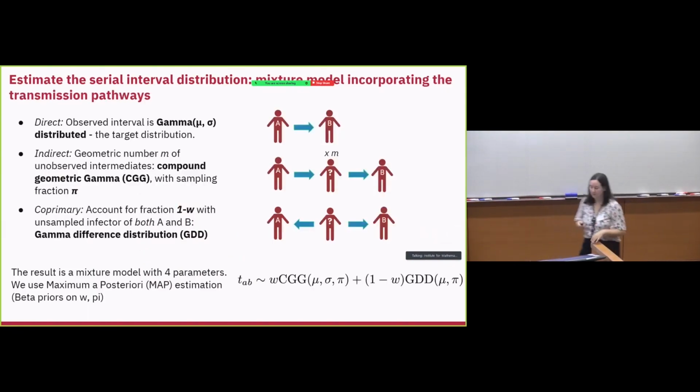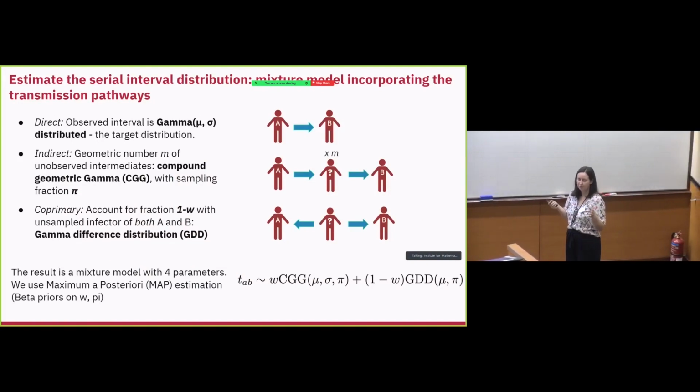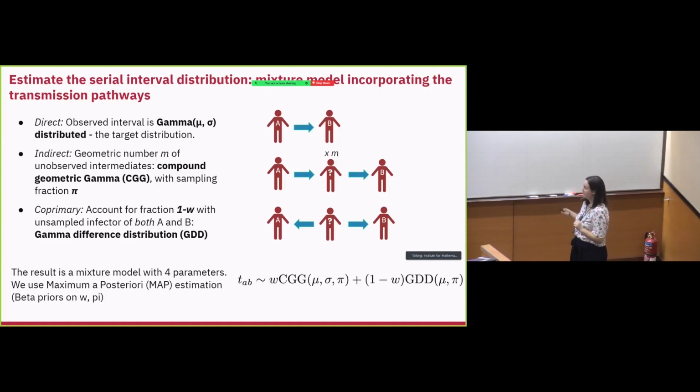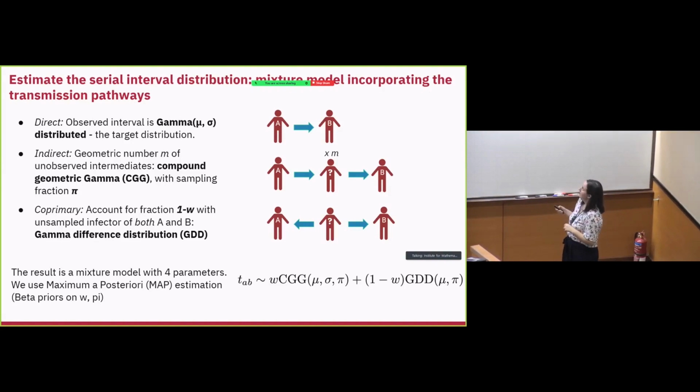And very briefly, the way we do this: we're going to assume that the true serial interval distribution is gamma distributed, just because it's nice and flexible and also positive. So if A and B were a direct pair, then the time we see between them is one observation of the true serial interval. On the other hand, if there were unsampled people, let's say M of them in between A and B along my transmission chain, then I'm going to model this unknown M as a geometric random variable. So there was some geometric number of missing people in between them.